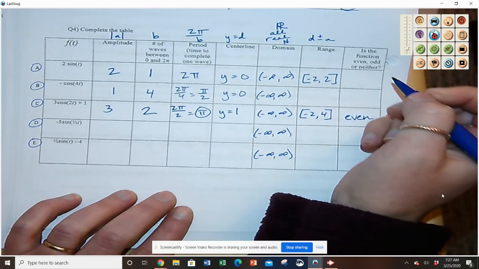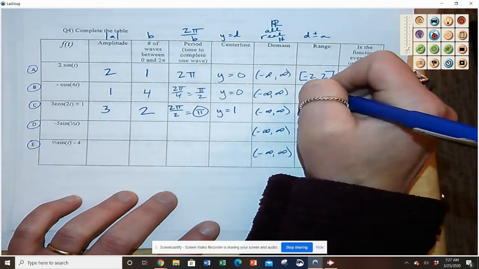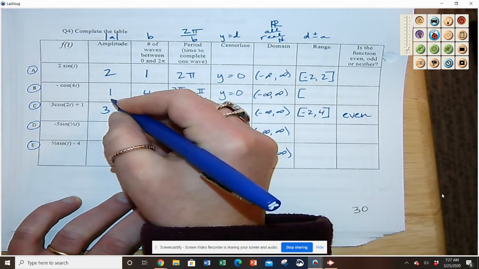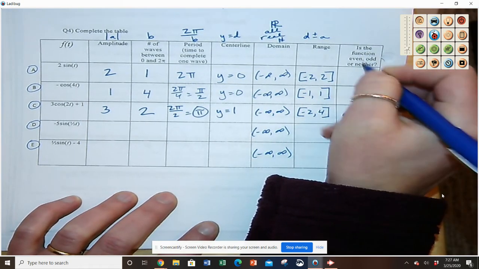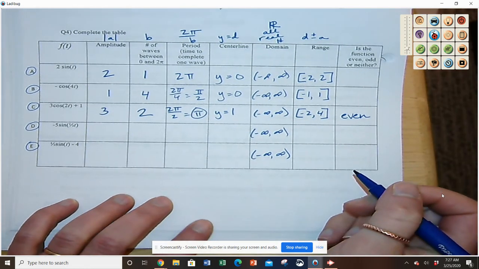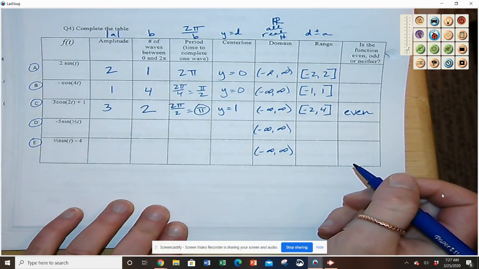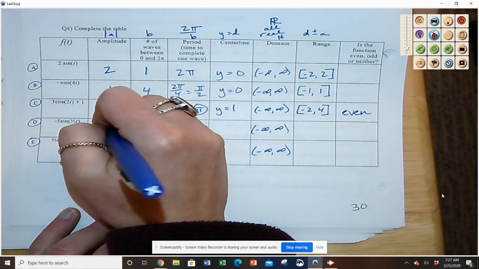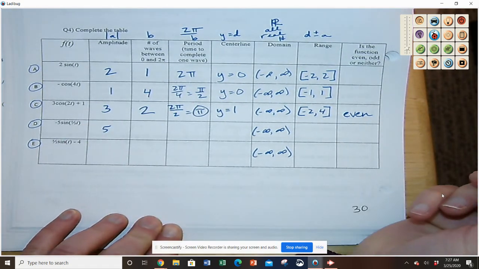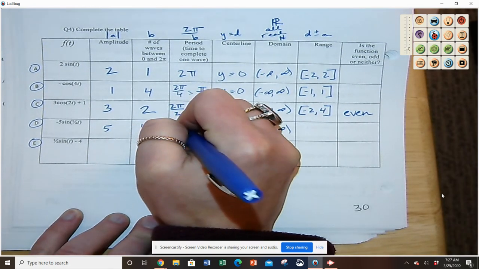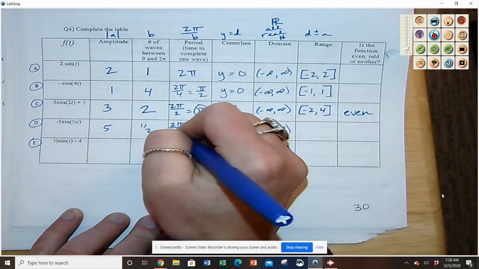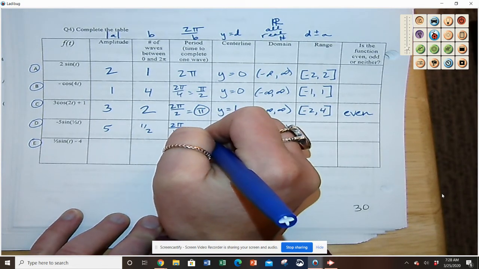And then your range is just going to be going from 0 down to -1 and up to 1. Notice I'm skipping the even, odd, and neither, and we'll go back to those in a minute. All right, for letter D, your absolute value of A is 5. The number of waves between 0 and 2 pi is B, so it's going to be 1/2. And then your period is going to be 2 pi divided by 1/2. So that will be 4 pi.